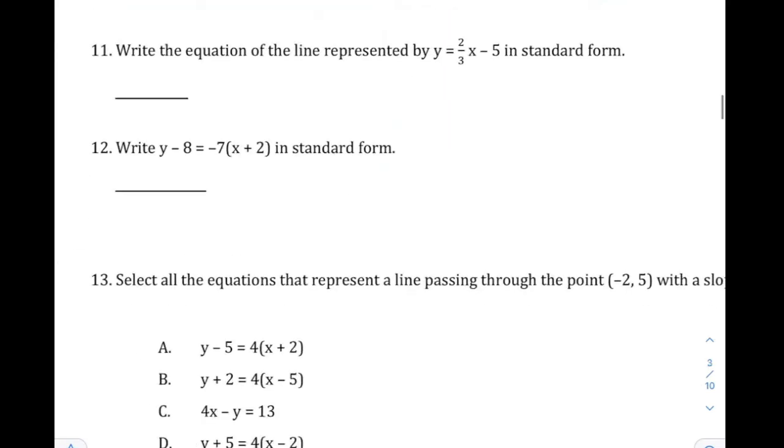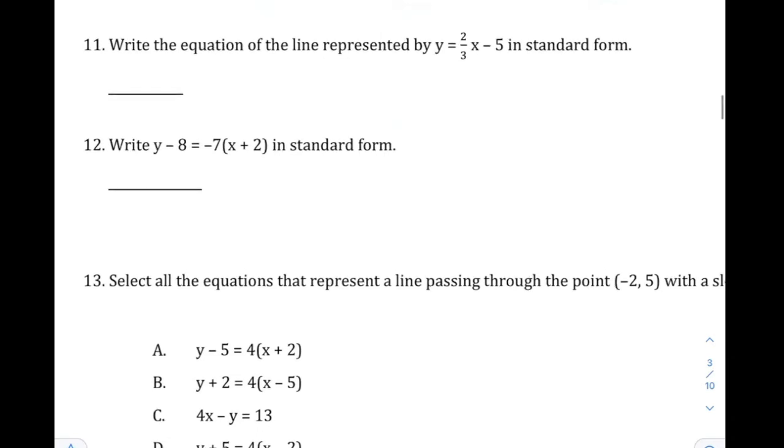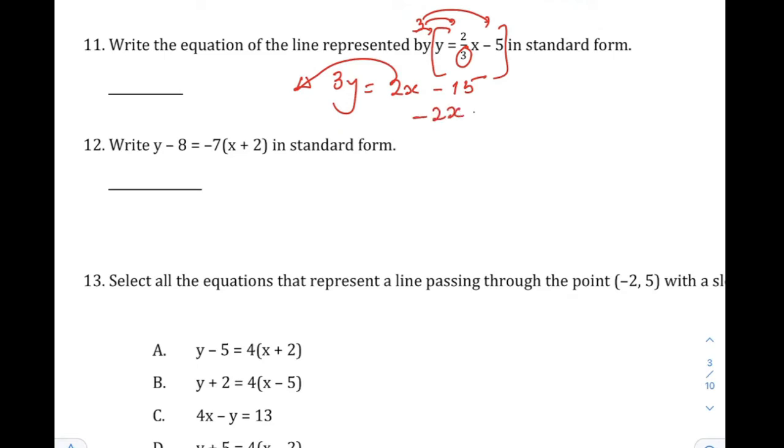Write an equation of a line represented by y equals 2 over 3x minus 5. So what do you remember? Yes, step 1, get rid of the 3. You can try it alone. Don't forget that everything should be multiplied by the 3. And if you bring this to the other side, it will be negative 2x plus 3y equals negative 15.